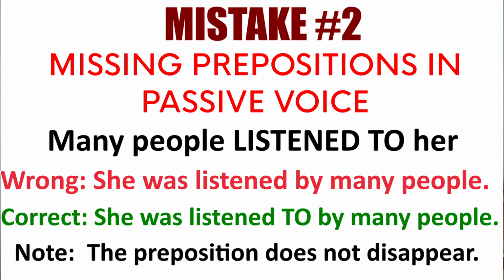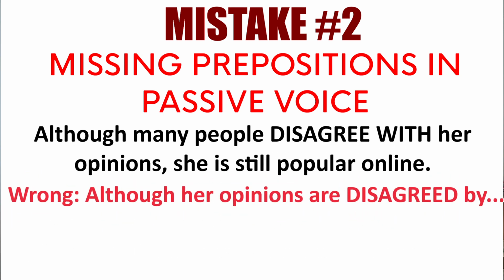Let's look at the original sentence. Many people listened to her. But a lot of people write, she was listened by many people. Notice the to disappears. This is incorrect. We will keep the to in there. So she was listened to by many people. Another example. Although many people disagree with her opinions, she is still popular online. That's our original sentence. But you decide to make it passive.